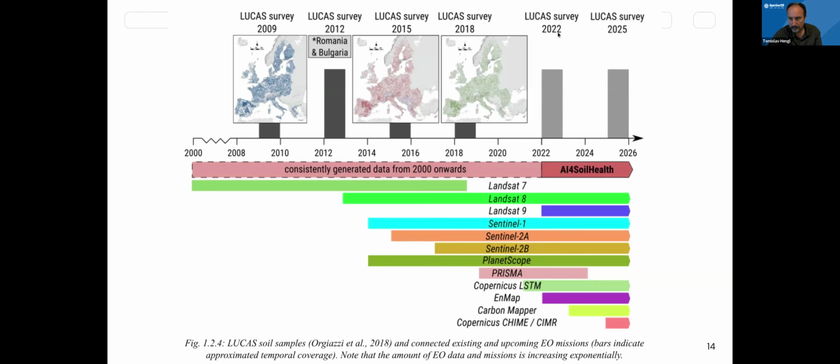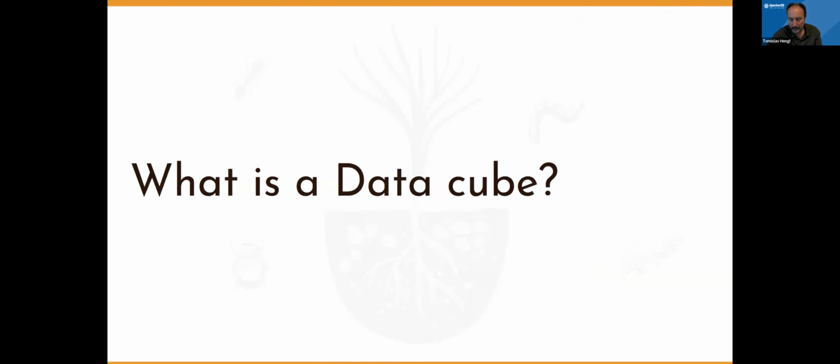They did also 2022. Unfortunately, we don't have access to this data yet. And now the next one should be 2025, but the question is how is it going to be implemented? But it is happening also. This LUCAS survey produced almost, I think, over 200,000 samples so far. So it's a really significant amount of data.